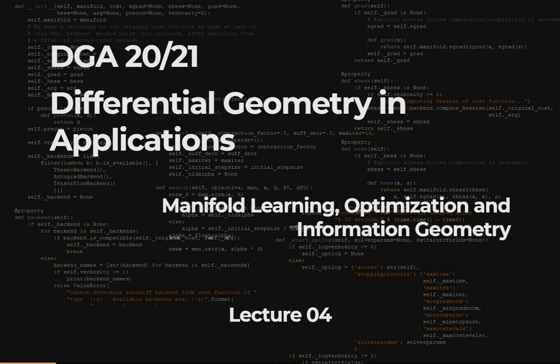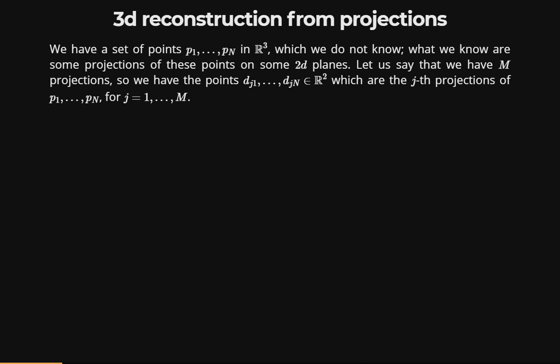Now, in this lecture, I would like to show you some examples of real-life problems where someone has successfully used the manifold optimization procedures. So the first one is the three-dimensional reconstruction of a set of points from their projections.